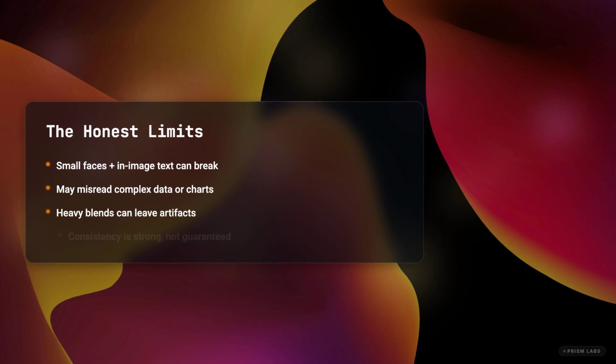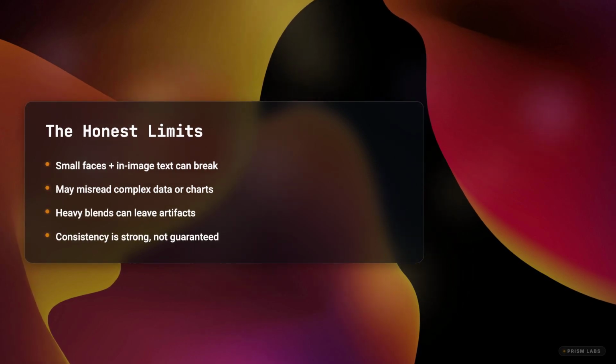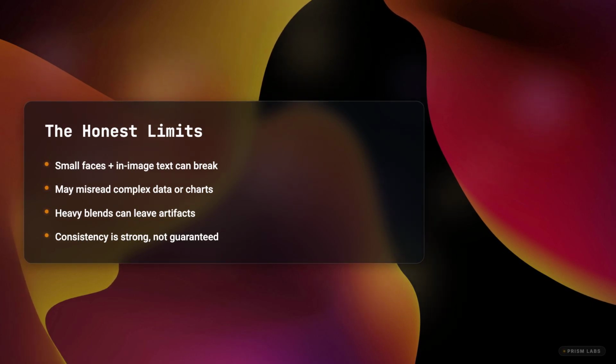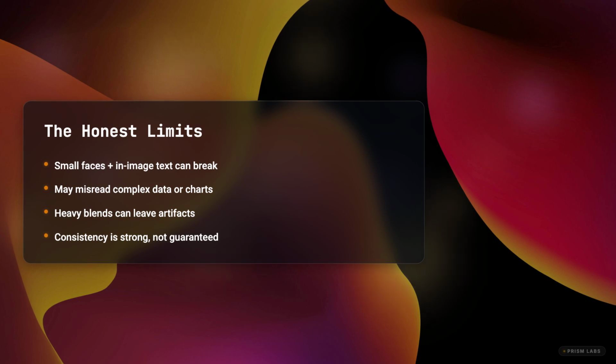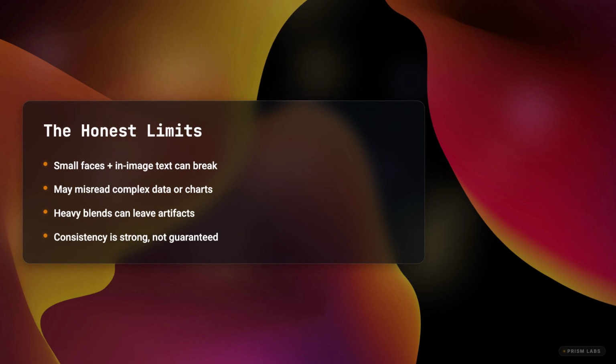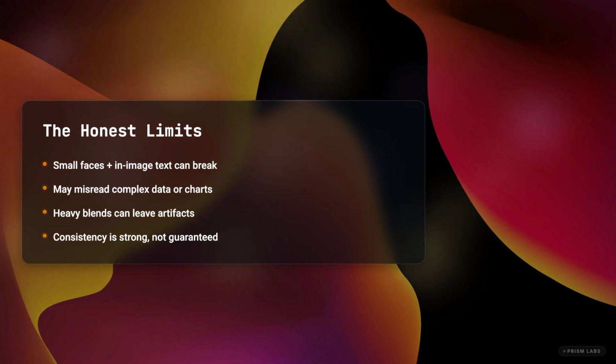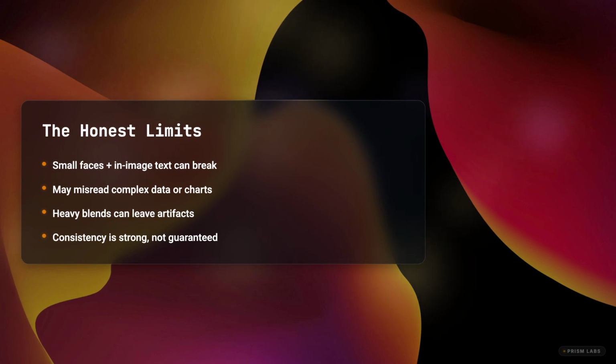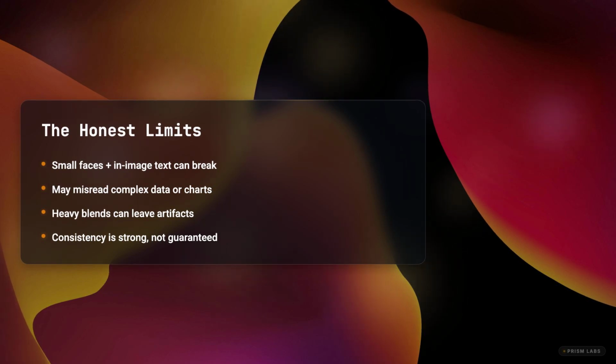Now let's be fair about what it can't do, because no model is magic. Flash-Lite still struggles with very small faces, and with rendering accurate text inside an image, the classic weak spots. It can misread complex data or charts, and heavy edits or blends of many images can leave visible artifacts. Character consistency is strong, but it's not a guarantee. For most work, these are minor annoyances you route around with a second pass. For pixel-perfect typography, legal-grade accuracy, or a crowd of tiny faces, that's your signal to reach for the full Nano Banana 2 instead. Knowing where the line is half of using it well.